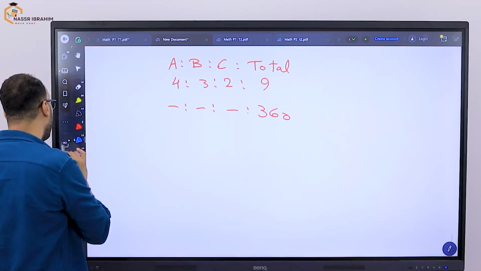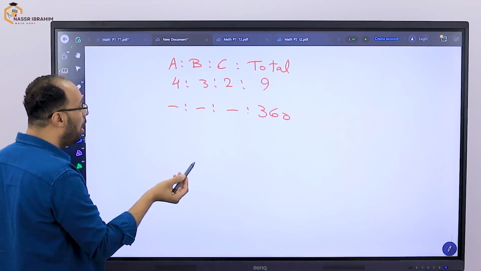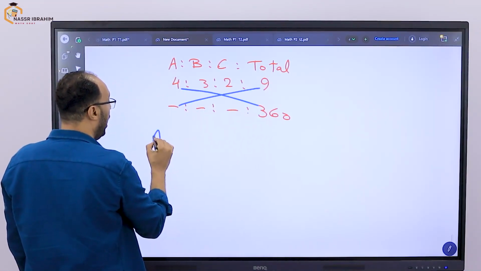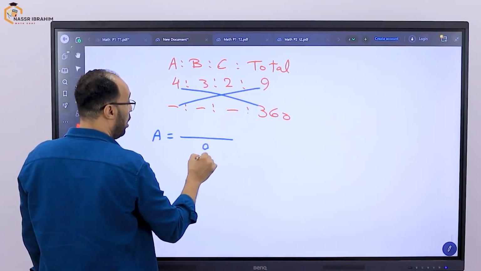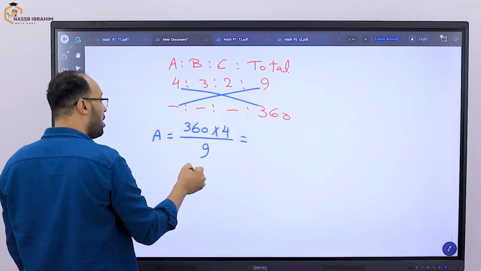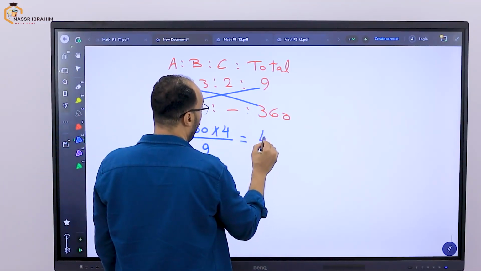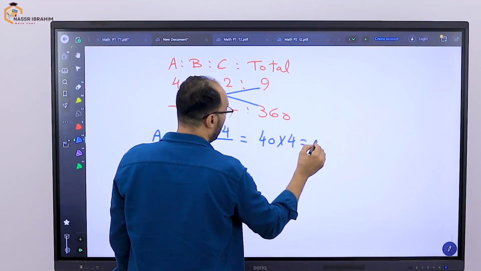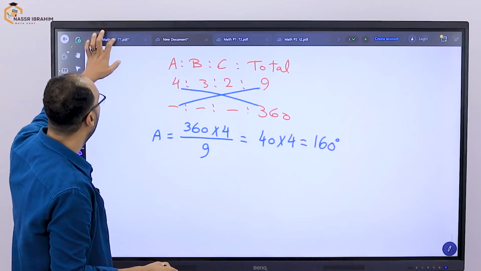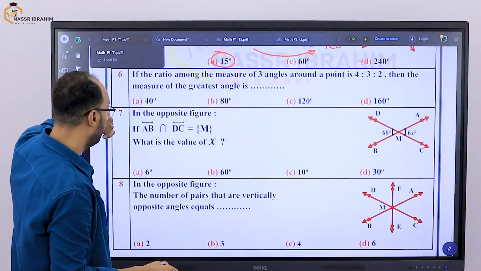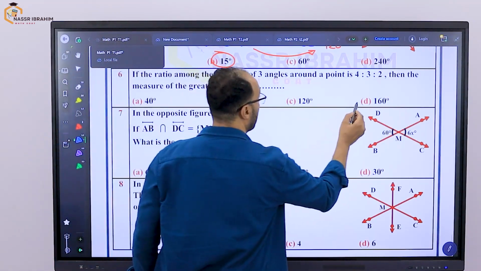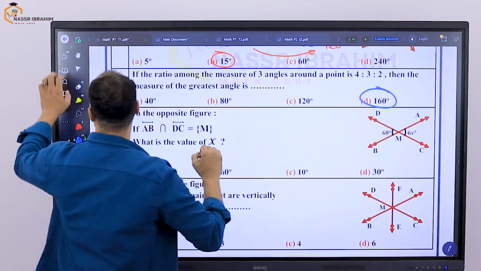So he asked us to get the greatest one. The greatest angle has the greatest ratio, so it will be this one. Okay, A equals 9 in the denominator, and here we have 360 multiplied by 4. As we know, 360 divided by 9 will be 40. 40 times 4 will be 160. So this is the measure of the greatest one. Okay? Here we have 160.